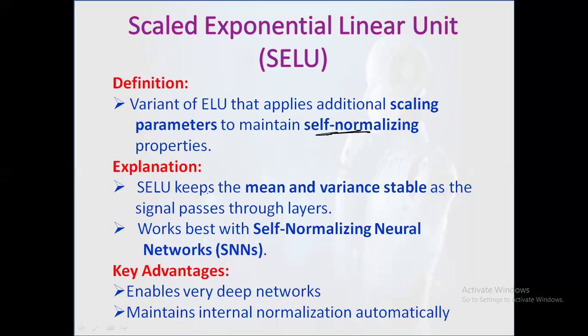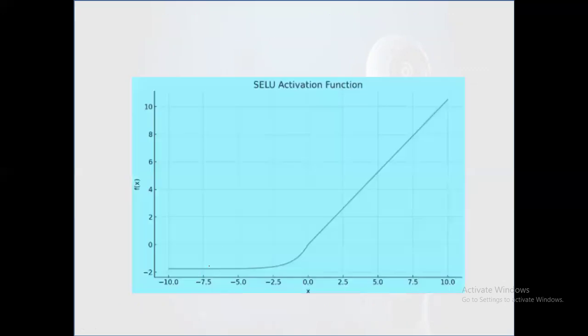SELU keeps the mean and variance stable as the signal passes through the layers. This is the biggest advantage of SELU, and it works best with self-normalizing neural networks, SNNs. The advantages of using the SELU function are that it enables very deep networks and maintains internal normalization automatically. Compared to the previous case, the graph would look like this. This is the SELU activation function.